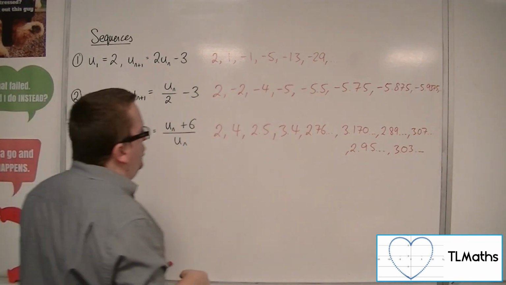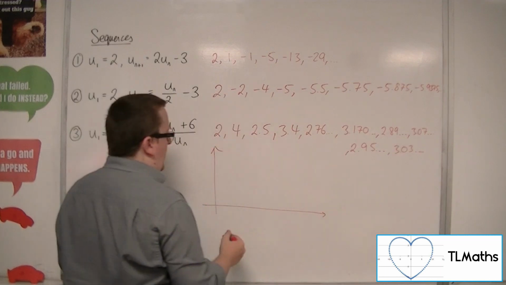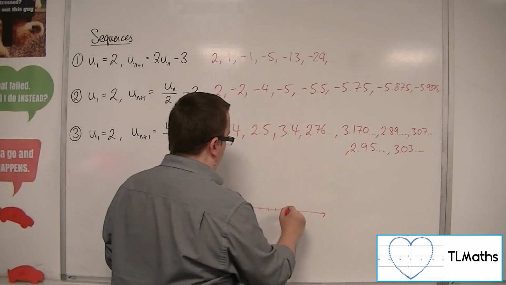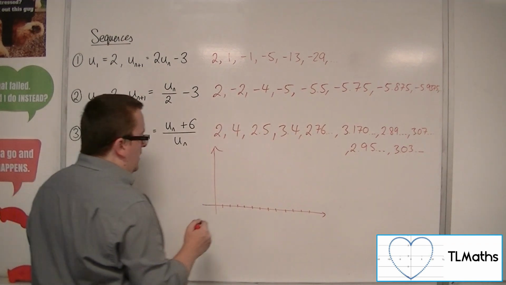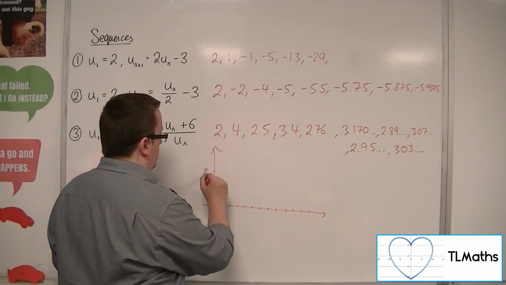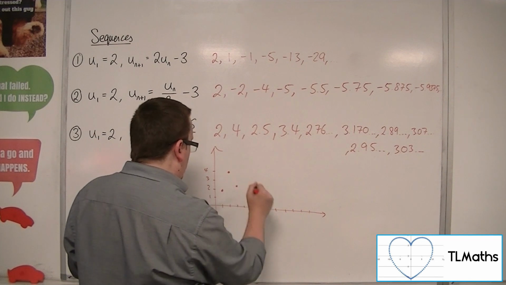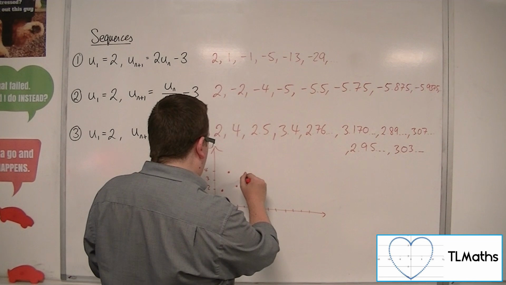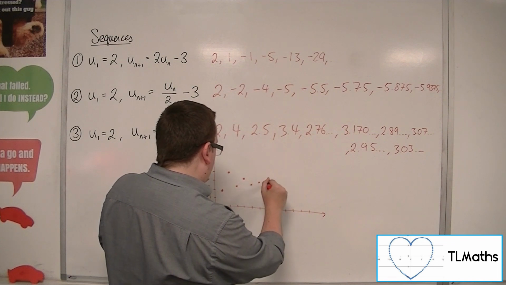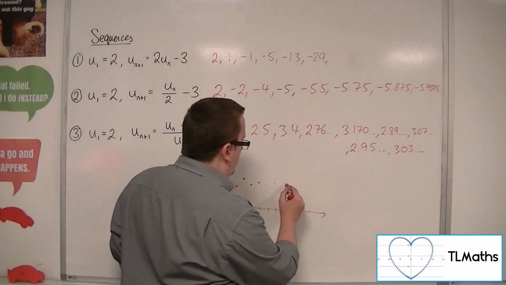So, you know, if you were to draw this, if you were to see kind of like what was actually happening, and this was your position, so first, second, third, fourth, fifth, sixth, seventh, eighth, ninth, tenth, 11th, 12th, etc. And let's go 1, 2, 3, 4. Then our first position is 2, then it's 4, okay? Then it's 2.5, so that's there. Then we've got 3.4, which is about there. Then we've got 2.76, which is about there. And then what you're getting are these values are kind of homing in on a certain value as you get further and further along.